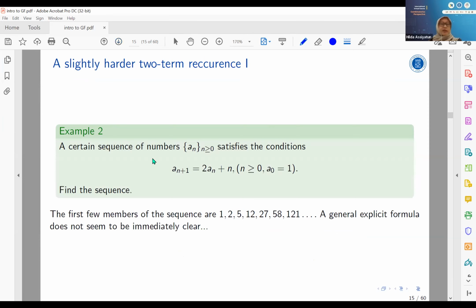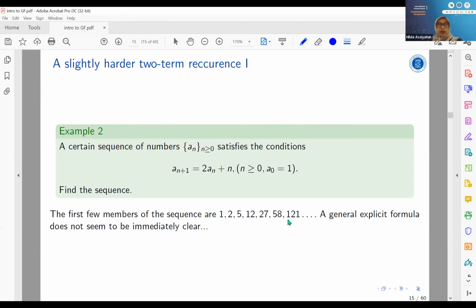Again, we have a sequence a_n with this recurrence formula, and we will use the method to get the explicit formula. If we write down the first few members of the sequence, we will have 1, 2, 5, 12, 27, 58, 121.